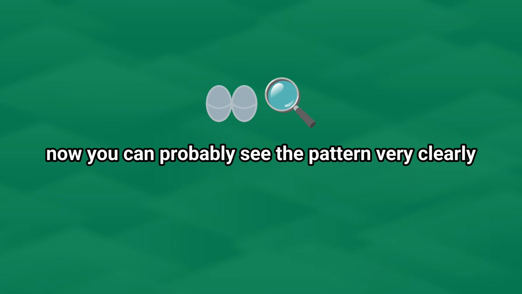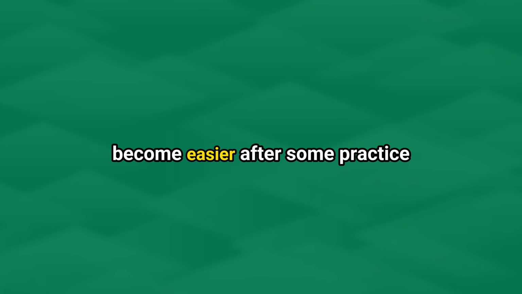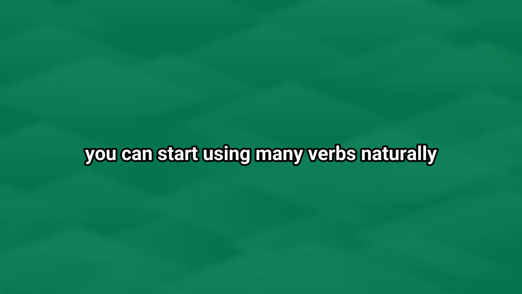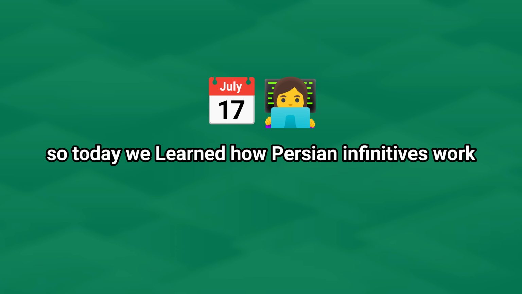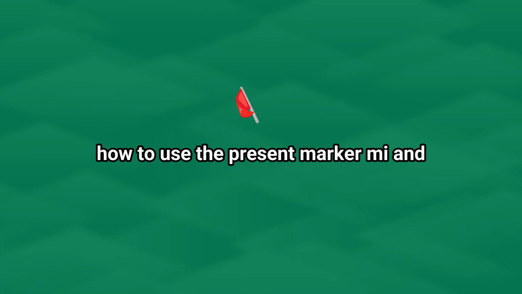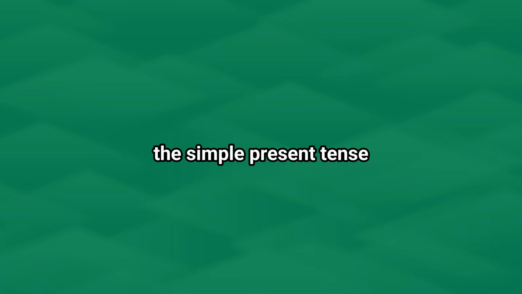Now, you can probably see the pattern very clearly. That is why Persian verbs become easier after some practice. Once your brain understands the formula, you can start using many verbs naturally. So, today we learned how Persian infinitives work, how to find the verb root, how to use the present marker mi, and how to conjugate common verbs in the simple present tense.